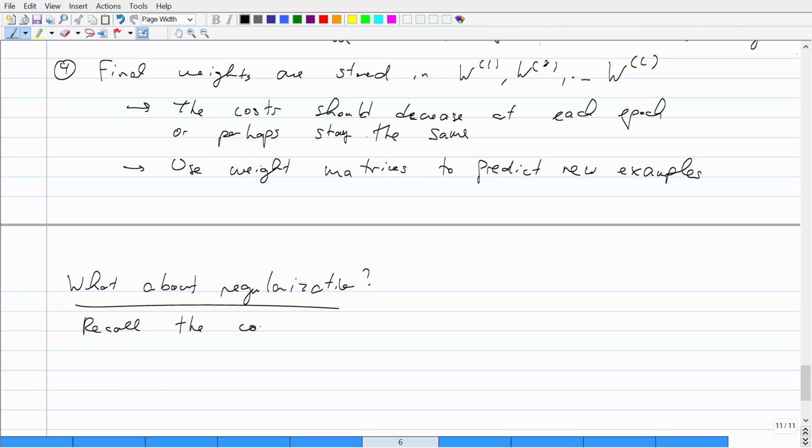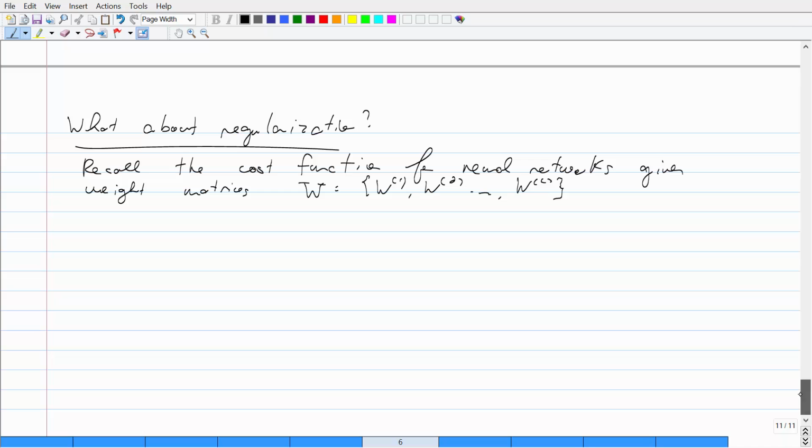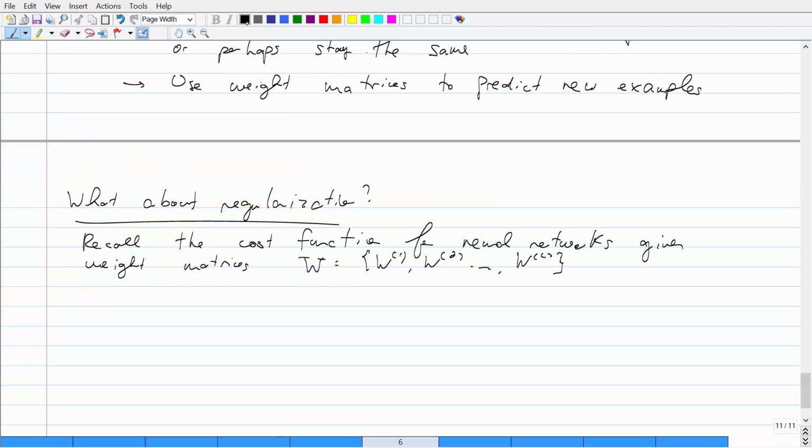So recall the cost function for neural networks. Given, you have a bunch of weight matrices. Last class I represented them as a set capital W, and it's got a bunch of weight matrices: the first layer, the second layer, all the way up to the last layer. These are the parameters that we want to use to make sure that the cost is reduced as much as possible. Also we're giving them training examples as well, just like we had before. You have the first one, the second one, and so on.